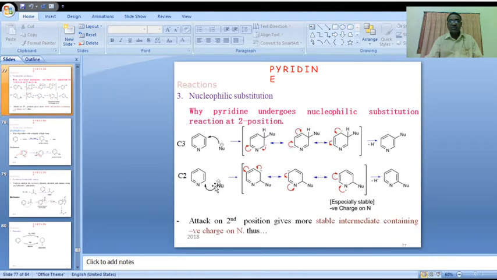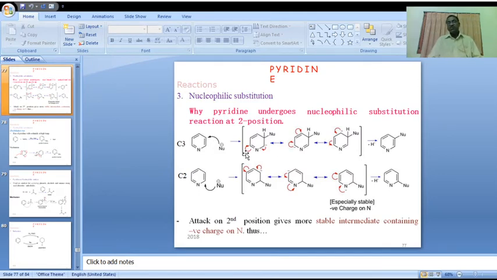In between, the second position is preferable. What is the reason? We will discuss. But the second and fourth positions are low density positions. In presence of a strong nucleophile, such as amide nucleophile, alkyl anions, R minus nucleophile, or phenyl anion, which we can represent as Ar minus or in some cases Ph minus, all these types of strong nucleophiles exhibit nucleophilic substitution reactions on the pyridine ring very easily.